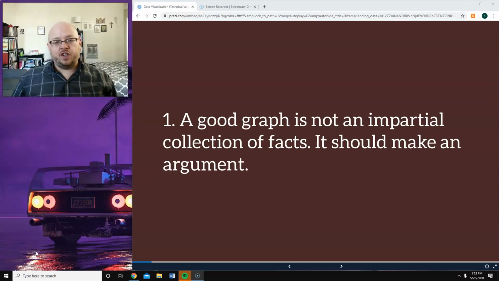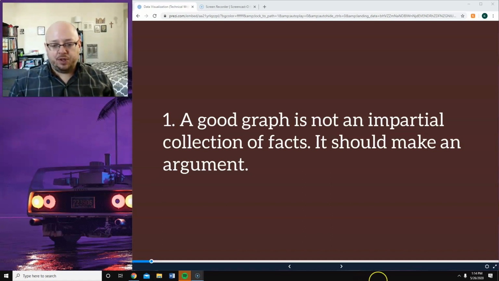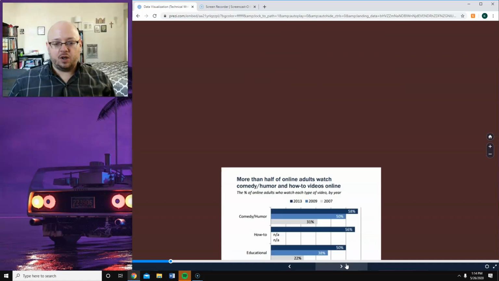The first principle of good data visualization is that a graph is not just an impartial collection of facts. It should make an argument. So your data isn't going to speak for itself, right? You have to arrange the visual information on the page in a way to make your case completely clear, right? And I have a really good example that I used to illustrate this point. So let me pull this up here.